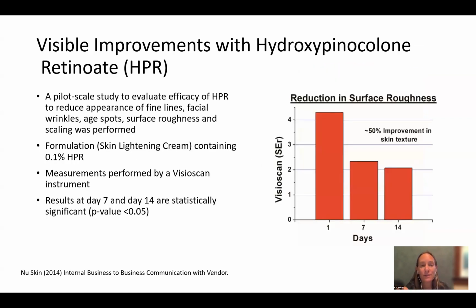Here we can see in another study where they had individuals use a formula with HPR in it, or this retinoic acid ester, and they looked at the reduction of skin roughness. If we look at this scale here, it's important to note that the higher the score, the more skin roughness you have, and the lower the score, the more smooth your skin is in this Visioscan instrumentation. There's a 50% improvement in skin texture by day 14. And even the results by day 7 are statistically significant. What I think is really interesting about this, though, is if you're having that reduction in skin roughness, that means that you're not getting that flakiness that, again, is often associated with retinoids or that retinoid reaction, right?